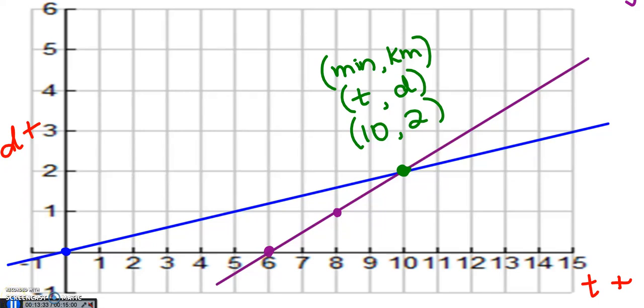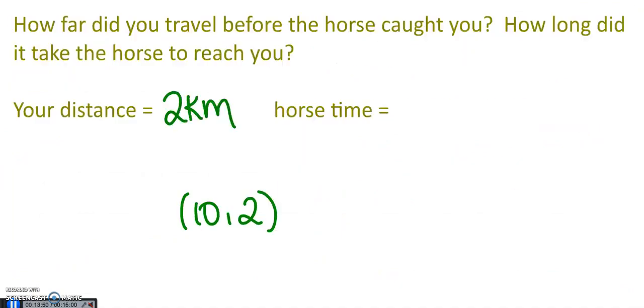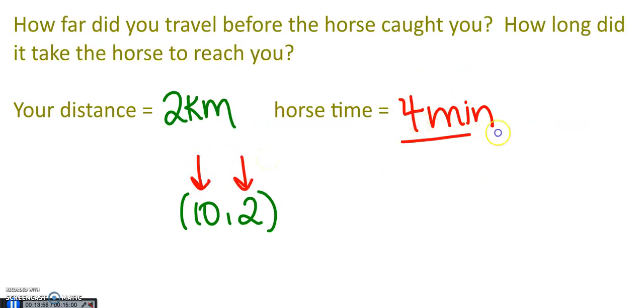Okay, so hopefully you look at your graph and you say, well, the horse started here. The horse had to run this far to get to our 2 kilometer mark. Well, how long then? What time did it go? How long did it take, or what time did it take to get from 6 minutes to 10 minutes? The horse only ran for 4 minutes. You ran for 10 to get to the 2 kilometers. The horse, though, it only took 4 minutes for him to catch up.